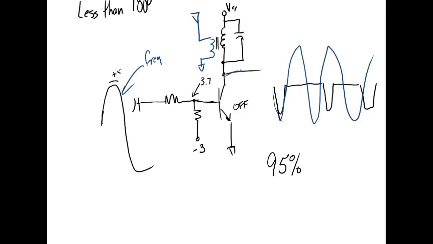So these guys are biased off. The input signal turns them on, but it actually has to go up in amplitude before it turns on, right? Yeah, class C. Less than 180 degrees.